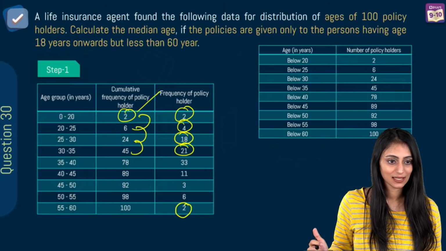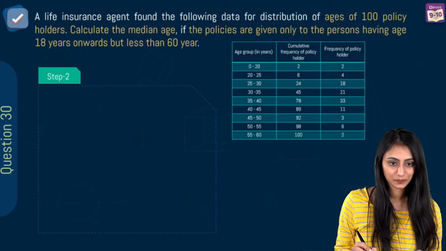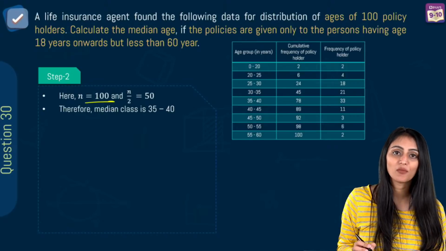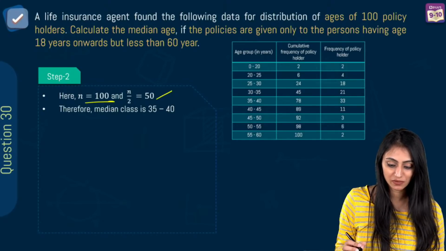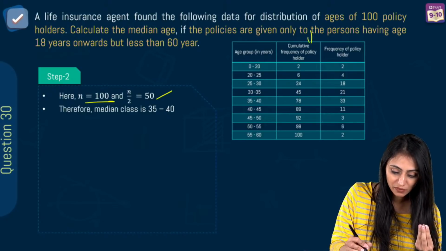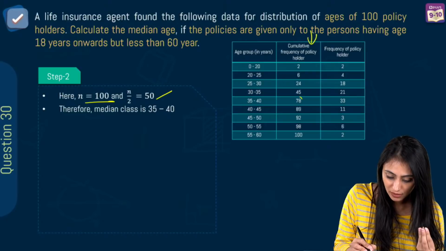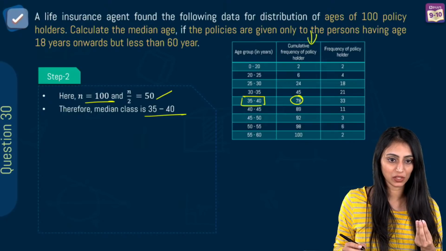Yes. Thank you, Epic Gamer. All right. So what we can do here is n. Total number of policy holders over here. Total of frequency n is 100. So n by 2 is 50. Now this time we see that we have to check from cumulative frequency column, right? The value which is just greater than 50, that is 78. So this corresponding class would be the median class, 35 to 40.